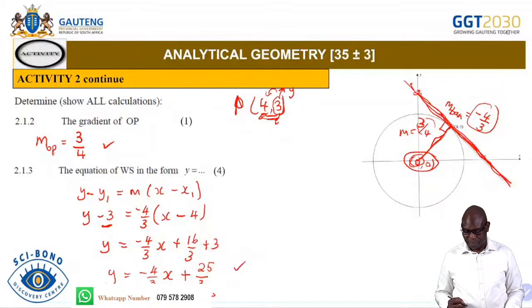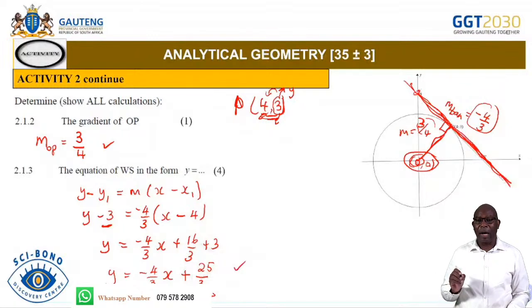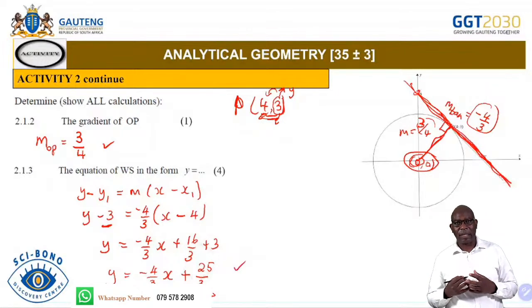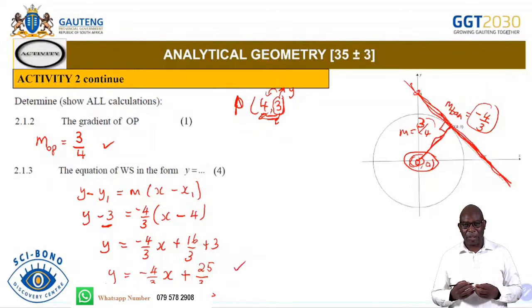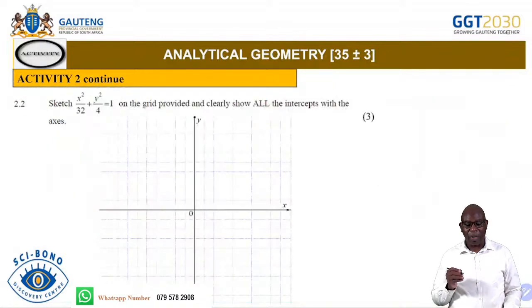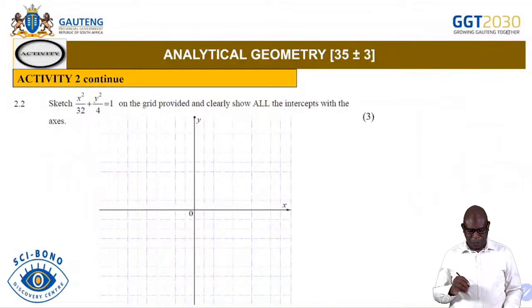Now these are the questions that come in this section, analytical geometry. In analytical geometry, we're going to get a circle question, and the next question is the one that always comes, and we're not getting it right. From today, we must get this question right. On Monday, we must get this question right. So if I've got x squared over 32 plus y squared over 4 equals 1, they want me to sketch this one.